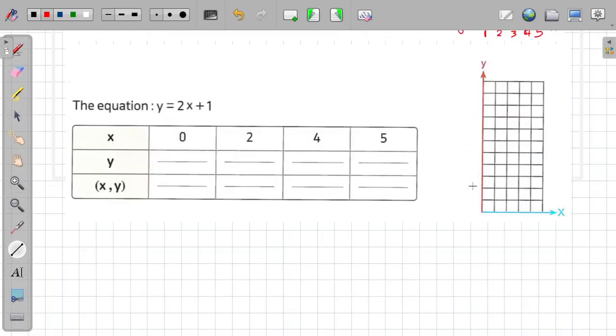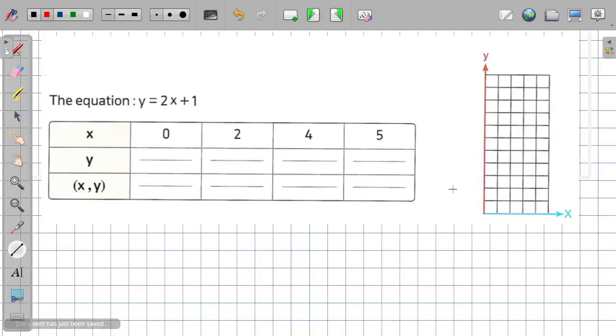Okay, let's try another one. I have y equals 2x plus 1. So I have x values 0, 2, 4, and 5. First, I will substitute x with 0. So I have 2 times 0 plus 1. Next, I have 2. So it will be 2 times 2 plus 1. Next, I have 4. So 2 times 4 plus 1. Next, I have 5. So I have 2 times 5 plus 1.